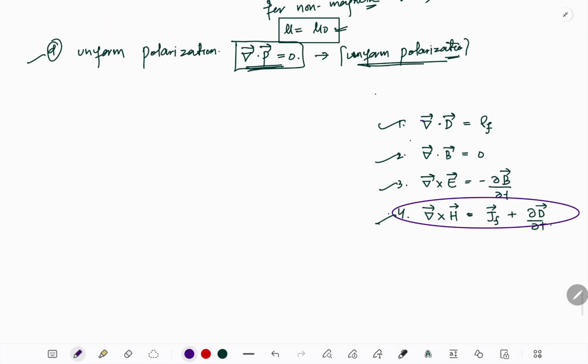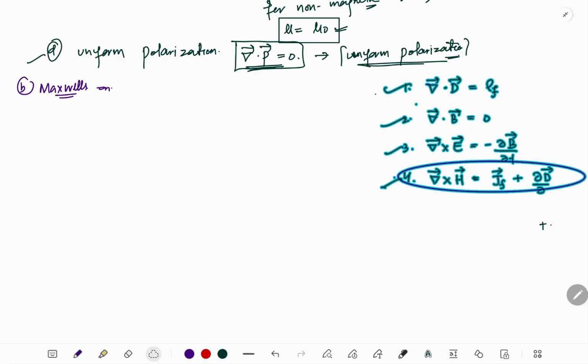Okay, now part B is the Maxwell's equations. We have to write the Maxwell's equations for electromagnetic waves in any dielectric material. I'm repeating again and again so that you understand the terminology. Otherwise, I have no time and no energy to tell you the Maxwell's equations again and again.